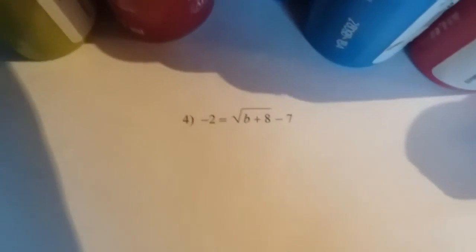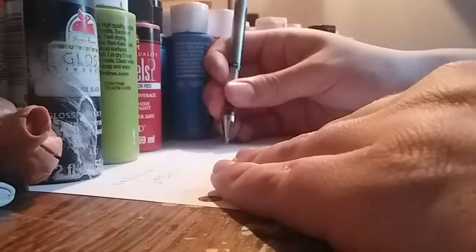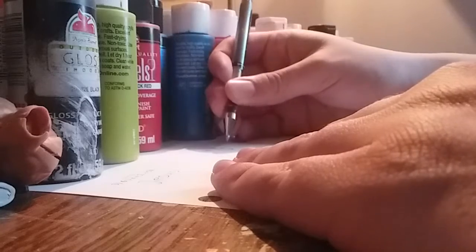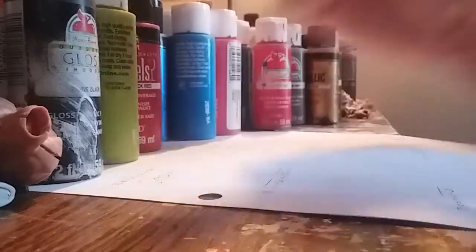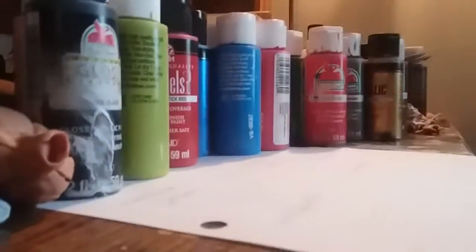So now let's move on to number 4. I found a trick with this, and it's that the answers from number 1 and number 2 will always be the same. It's the exact same answer going across. So number 4, negative 2 equals the square root of b plus 8 minus 7. Sorry, I kind of botched that for a sec. So same thing for here. Number 4, without even breaking a sweat, the answer is Jesus. So there you go. It's practically spelled the same way.